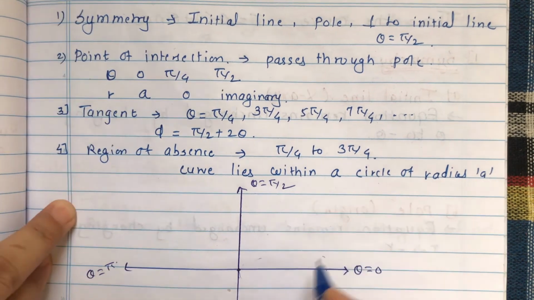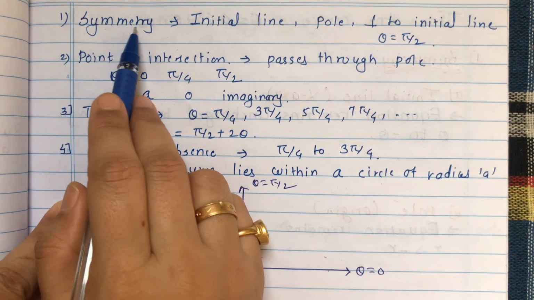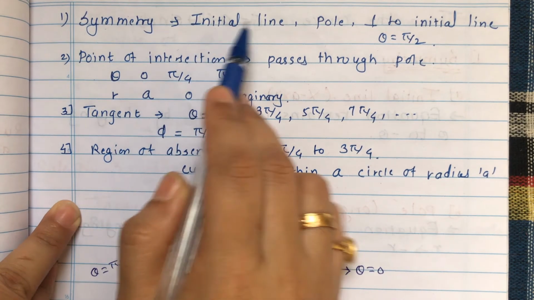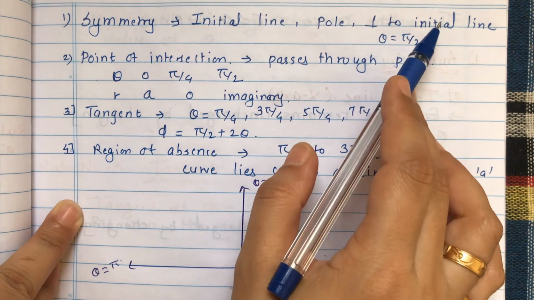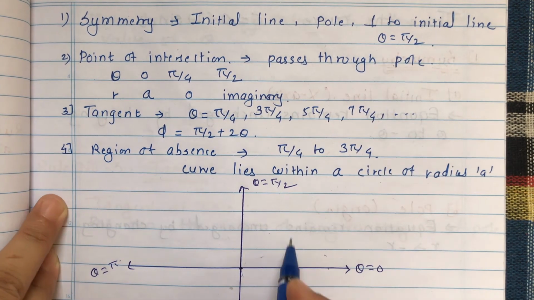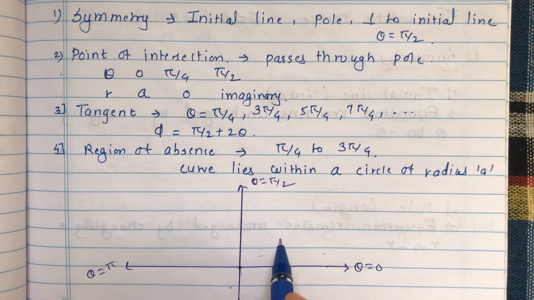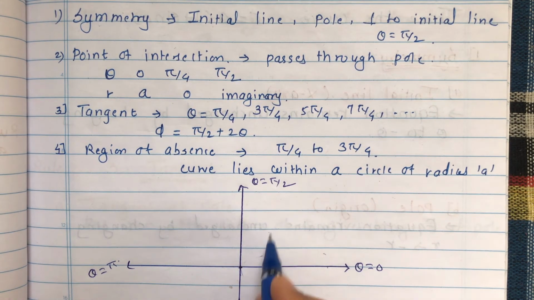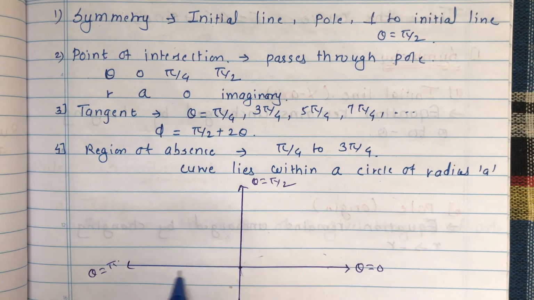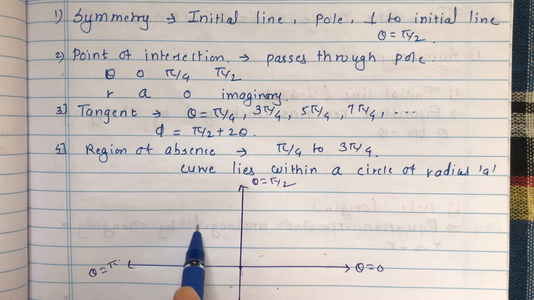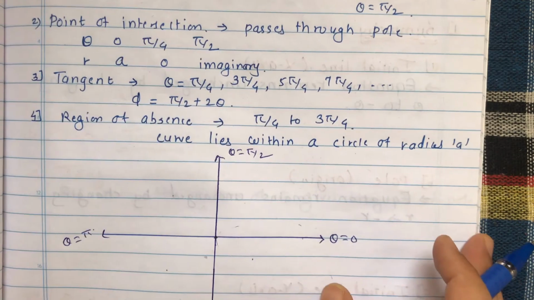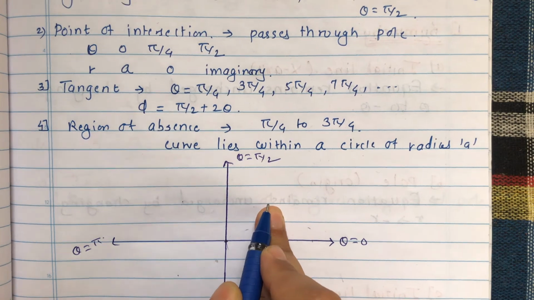So we will start. For this example, the curve is symmetric about the initial line, the pole, and the line perpendicular to the initial line, that means theta is equal to pi by 2. So we need to trace the curve in the first quadrant only, because using the initial line symmetry we can draw here, using the pole we can draw here, and using theta equal to pi by 2 we can draw here, right? So we will focus on the first quadrant.